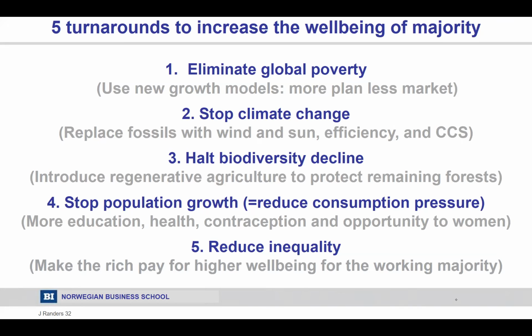So the first idea is to eliminate global poverty. That means to get the blue line of the number of people below $15,000 to fall more rapidly. And the way we do this is basically to use new growth models instead of following the liberalization, the Washington consensus, the old-fashioned development strategies.